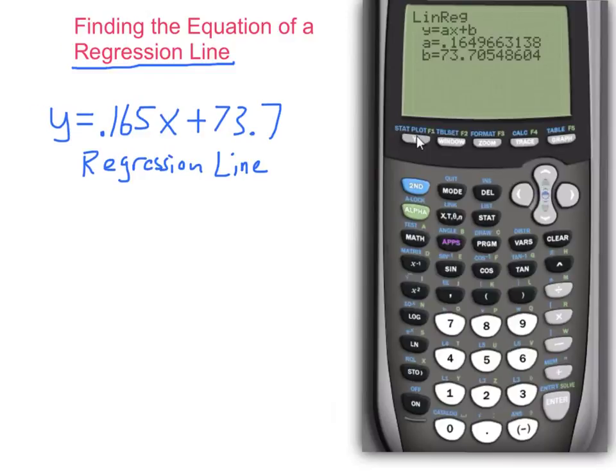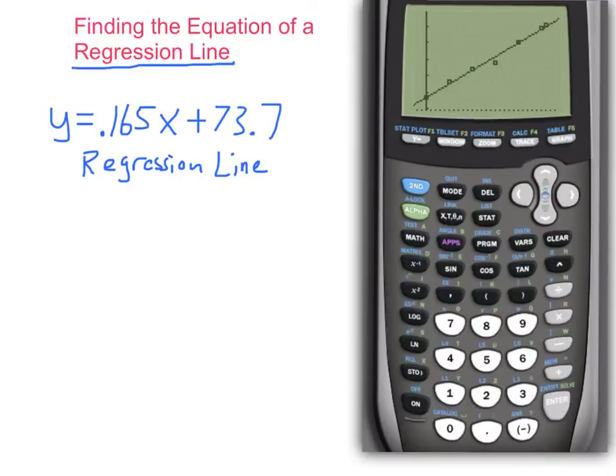Now if we press y equals on our graphing calculator and enter that equation in, 0.165x plus 73.7, and then hit the graph key, just like we did before, it'll show that line. And you can see that again, that does represent a very good model for this set of data.